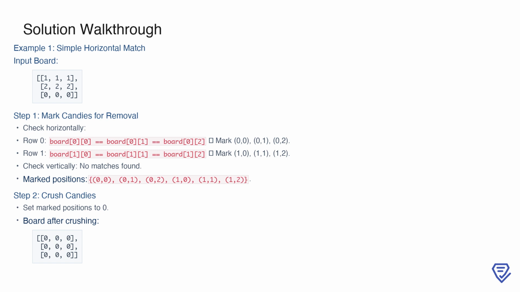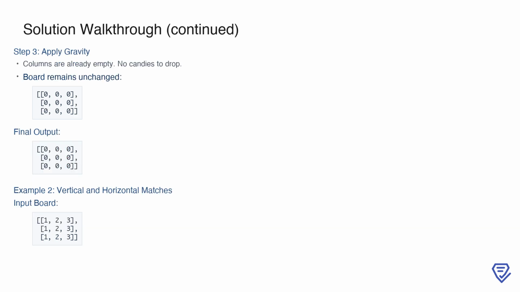After combining these marked positions, we have the set (0,0), (0,1), (0,2), (1,0), (1,1), (1,2). Now, we proceed to crush the candies by setting all marked positions to 0. The resulting board after this step consists entirely of zeros, as all candies have been cleared. After crushing the candies, the next step is to apply gravity. However, since every column is already empty after the crushing step, there are no candies left to drop. As a result, the board remains unchanged, still filled with zeros. This becomes our final output for the first example.